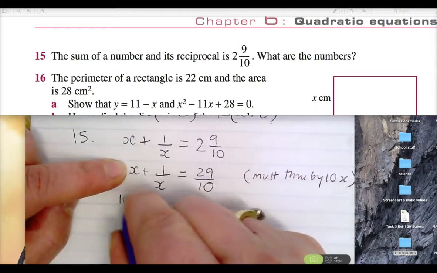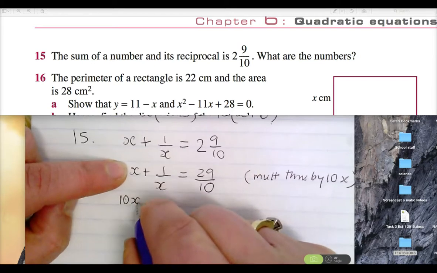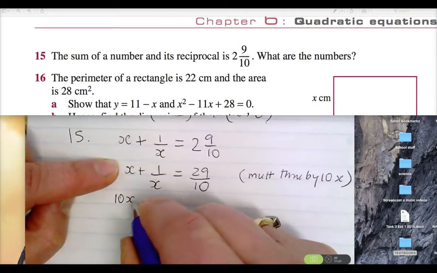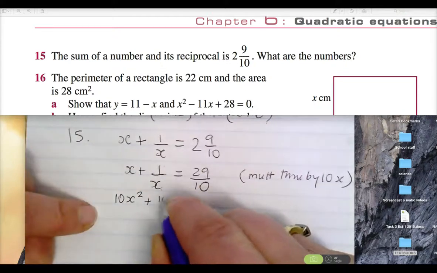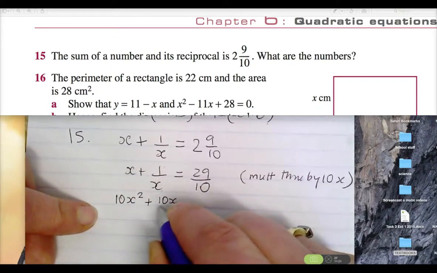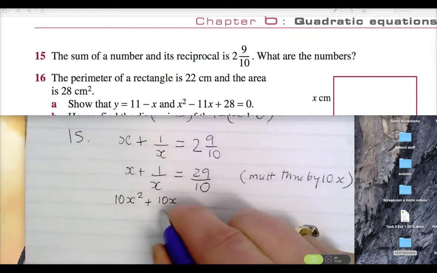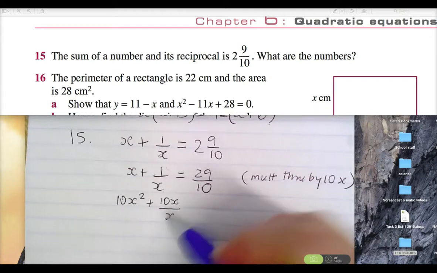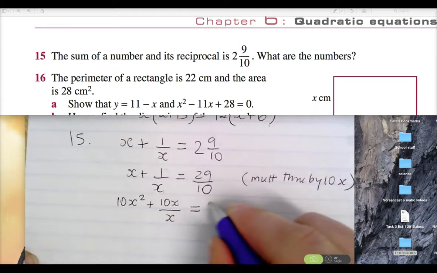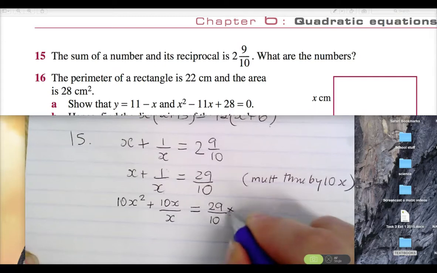What do you get? 10X times X is 10X squared. Multiply this one by 10X. You get 10X over X, because 1 times 10X is 10X and it's over X. And then this times 10X.